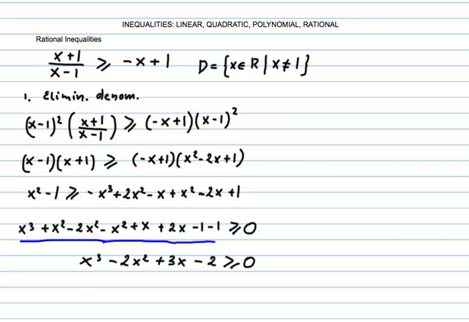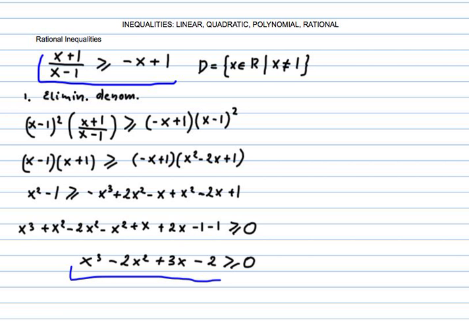So this is why you get what you see here, a cubic polynomial. We started with something weird, a rational expression inequality, and we have simplified this into a cubic polynomial. So that's the great accomplishment right here. The next step will be to work with that cubic polynomial.